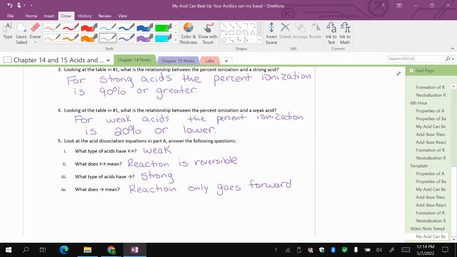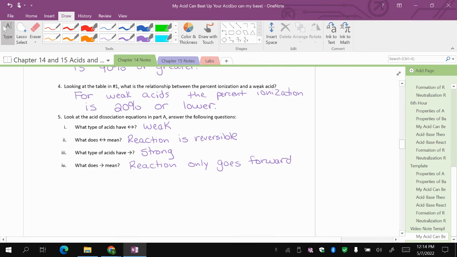And so I'm going to list the six strong acids. You should know these acids for this class. And actually, these were also assigned earlier in the year. So these are the strong acids you should know. Anything else is weak.